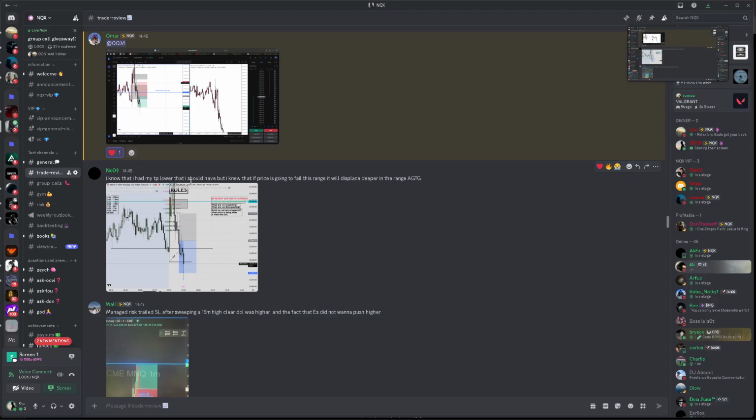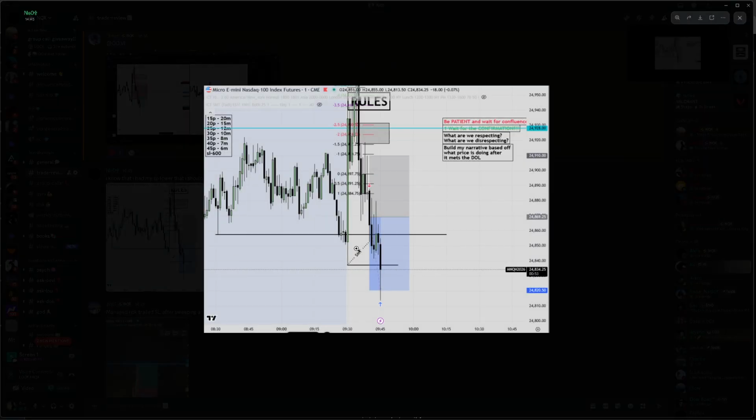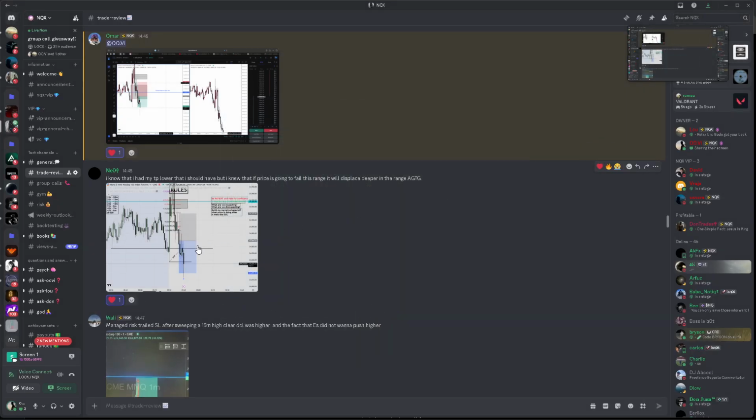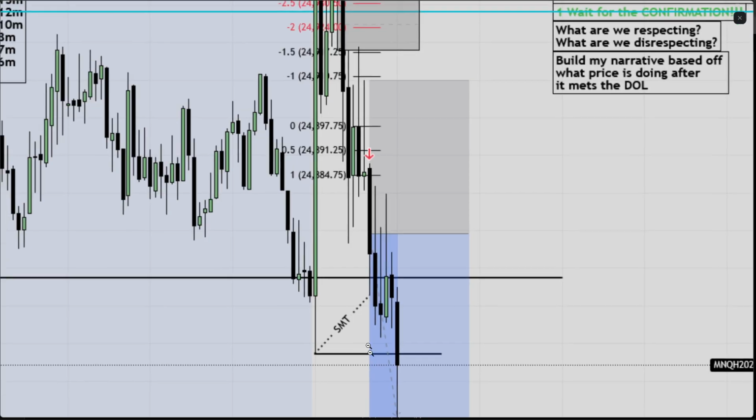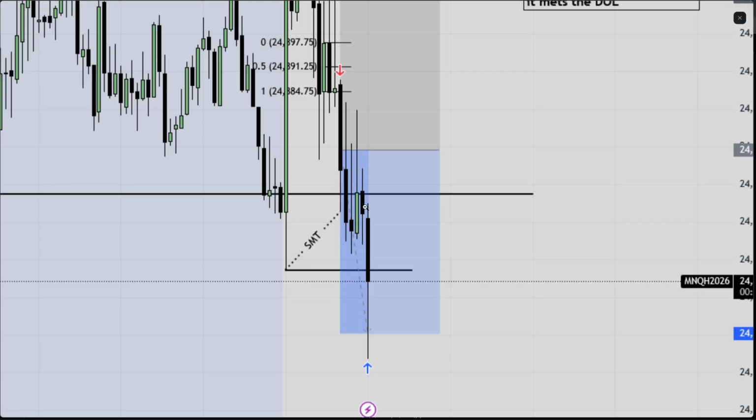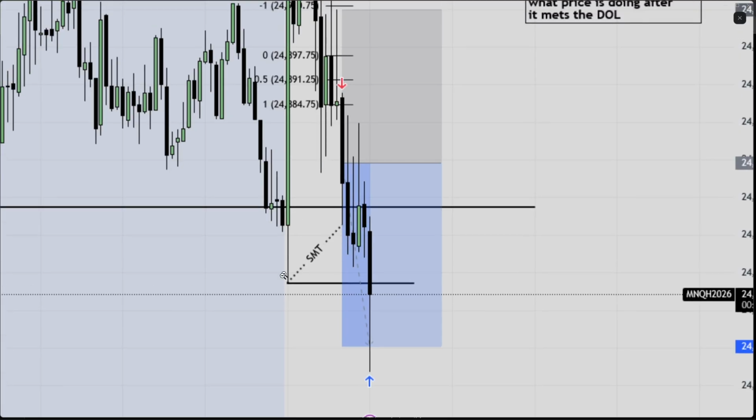I know that I had my TP lower than I should have, but I knew that if price is going to fail this range, which it displace. Yeah, bro, this is awful. Why are you targeting more than the draw? Your trade execution's beautiful, but you're just being greedy to get that 1-to-1. Get a better entry. The market doesn't care that you knew that we was going to do this, because you absolutely didn't, bro. This is just like a stupid TP. Everything else is beautiful, but this TP is awful. So please do not target more than the draw. Take your entry a bit earlier, but if you get a late entry, then that is not... The market doesn't care. The market does not care. This is the draw on liquidity. Why are you targeting more? And this was the SMT right here, not this right here.